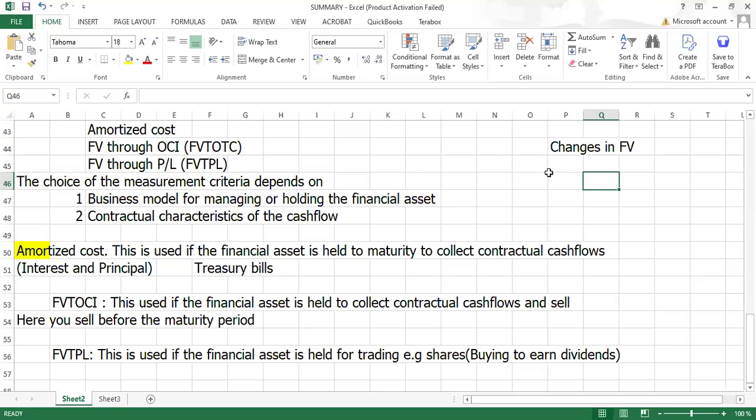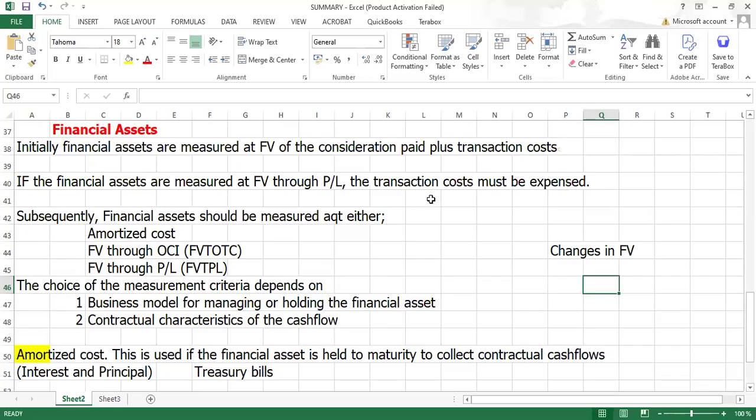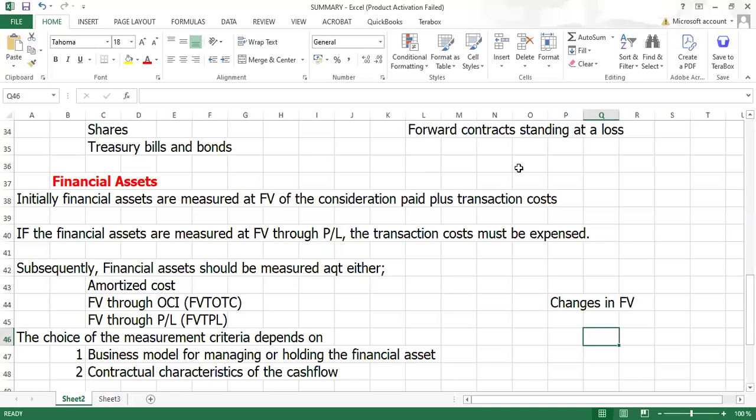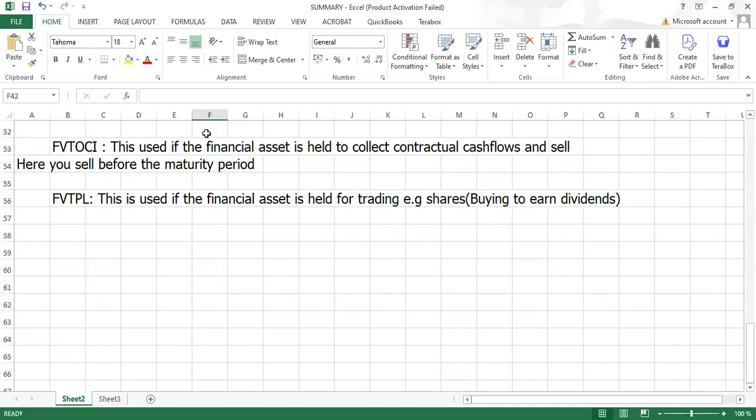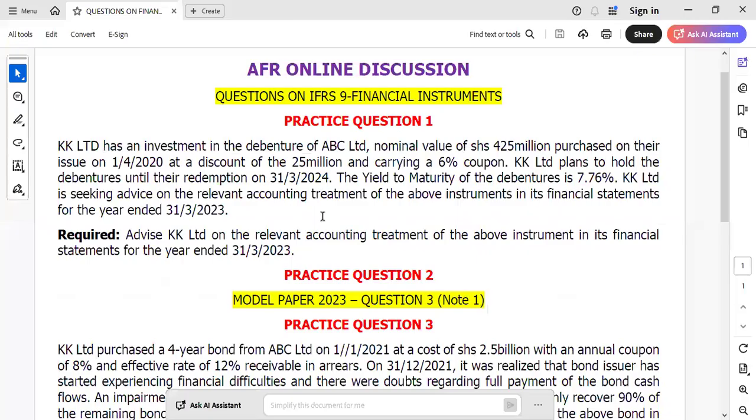So as long as you're using amortized cost, for the initial measurement you put into consideration the transaction costs, like legal fees, professional fees, and others. Let's look at a number. Let's see the questions.